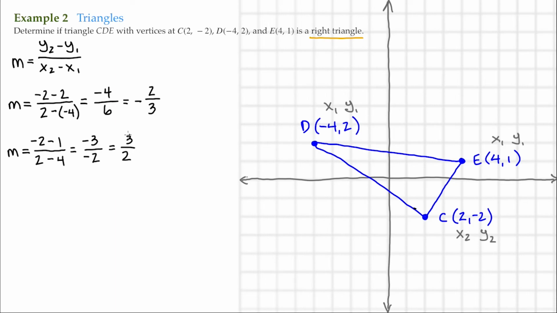So 3/2 is the opposite and the inverse of negative 2/3. So the slope of segment DC is negative 2/3, and the slope of segment CE is 3/2. They are opposites and inverses of each other. Or if we multiply these two slopes together, it comes out to be negative 1. Thus, these two segments are perpendicular to each other. Therefore, they form a 90-degree angle. And since they form a 90-degree angle, triangle CDE is indeed a right triangle.